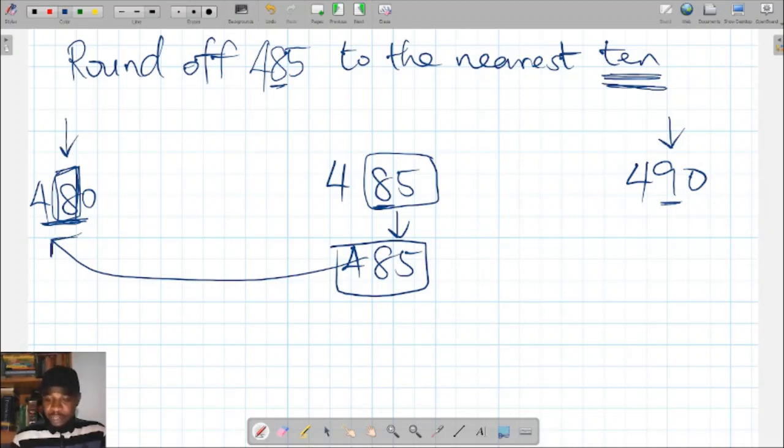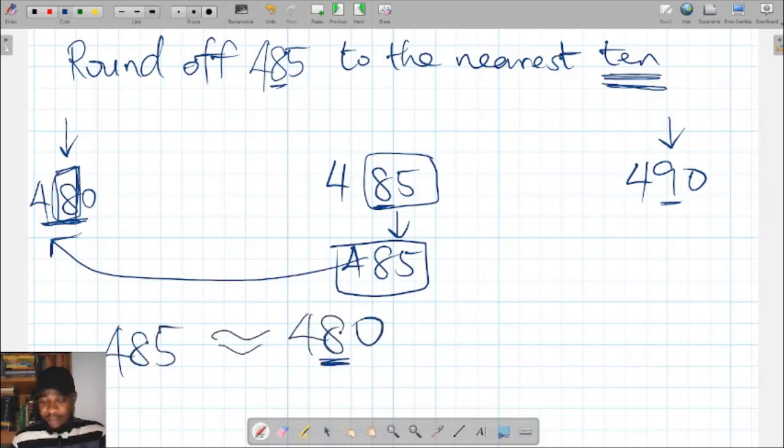Let's look at another example. So in this case, for the round half to even rule, 485 is going to be approximately equal to 480, so that we can have an even number in the tens digit, because we are rounding off to the nearest 10, always to the even. Let's look at another one.